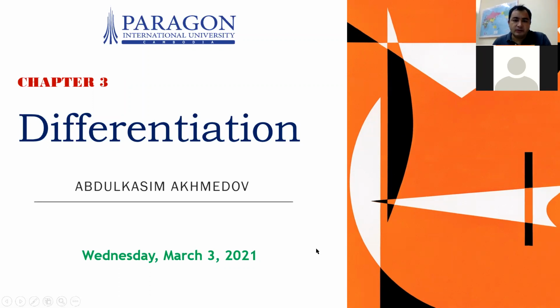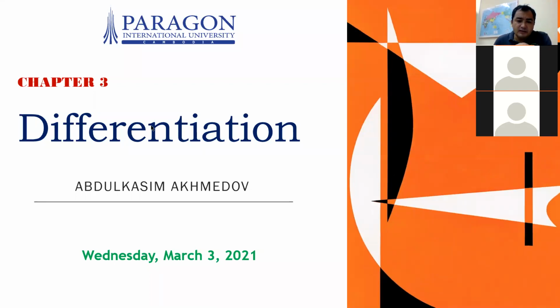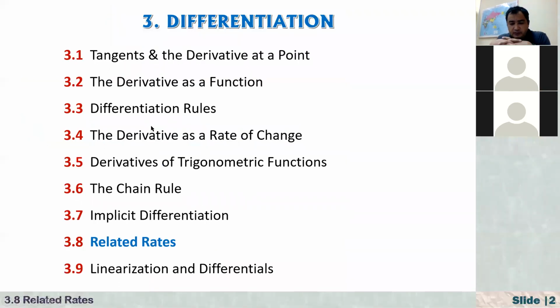As I told you, now we are going to study maybe one of the most important sections of this chapter. And why is this important? Because the topic is related rates. In related rates, all the problems are word problems, and most of the students fail to solve these questions correctly.